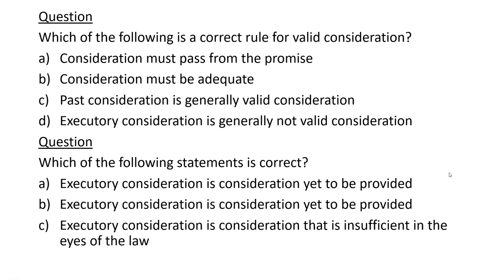Coming to the next question, which of the following is the correct rule of valid consideration? Consideration must pass from the promisee. Consideration must be adequate. Past consideration is generally valid consideration. Executory consideration is generally not a valid consideration. So basically, consideration must pass from the promisee. That is a valid rule for valid consideration.